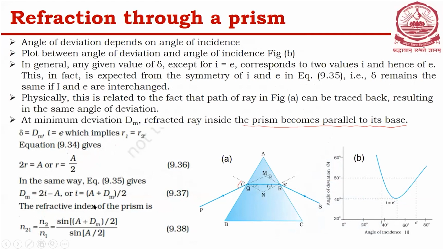So the refractive index of the prism, from Snell's law of refraction, you can write as sine of (A plus dm) by 2 divided by sine of A by 2. Here dm is nothing but the angle of minimum deviation. This is how refraction takes place through a prism, and how to find the angle of the prism and the angle of minimum deviation.